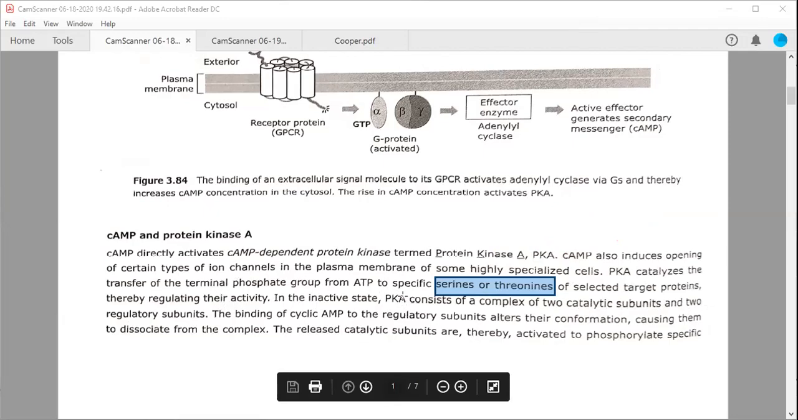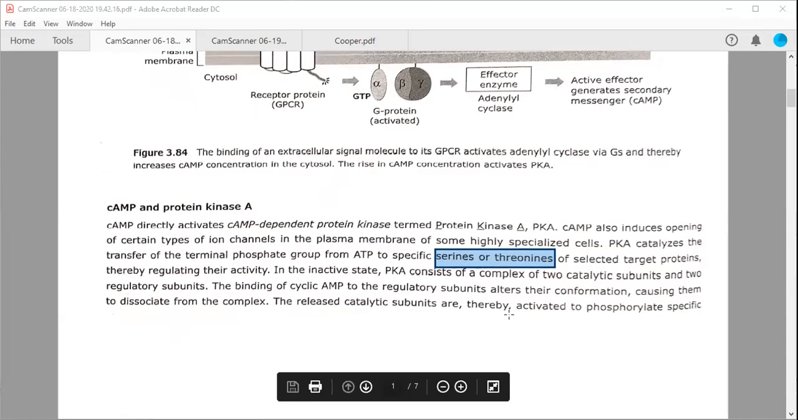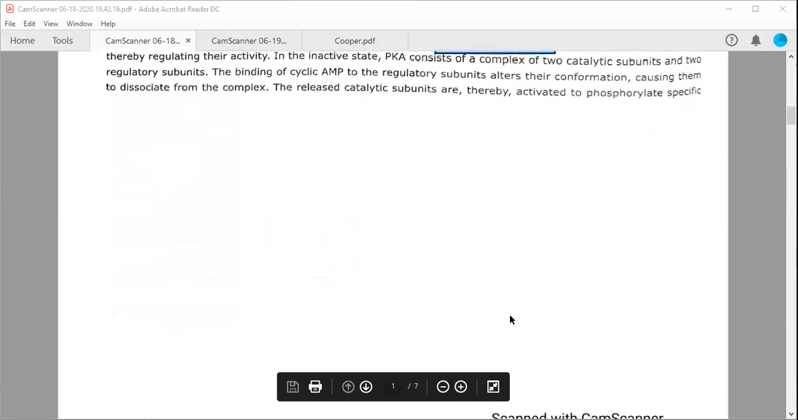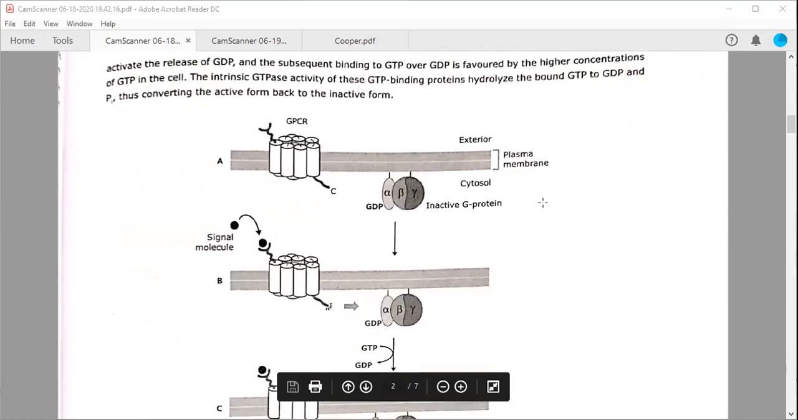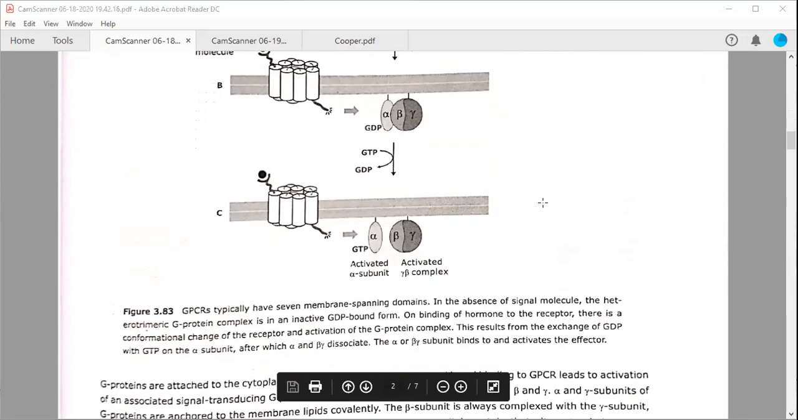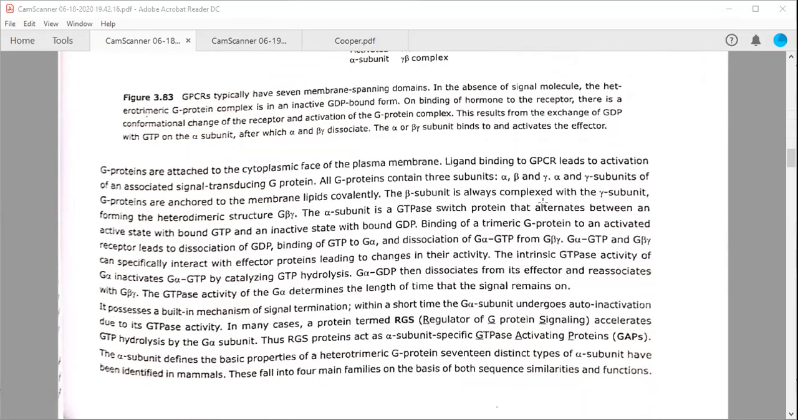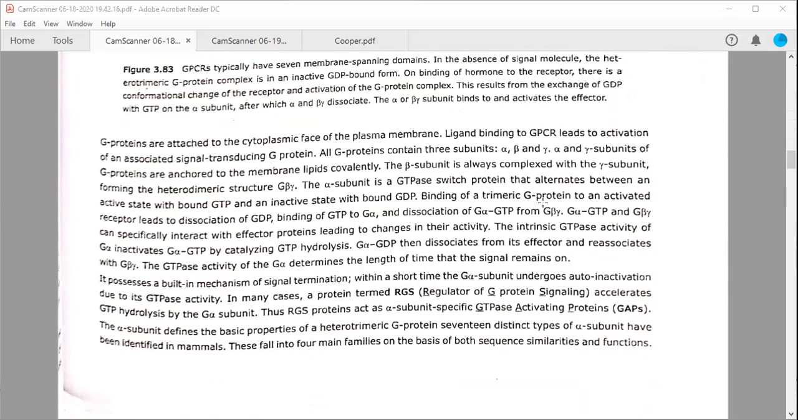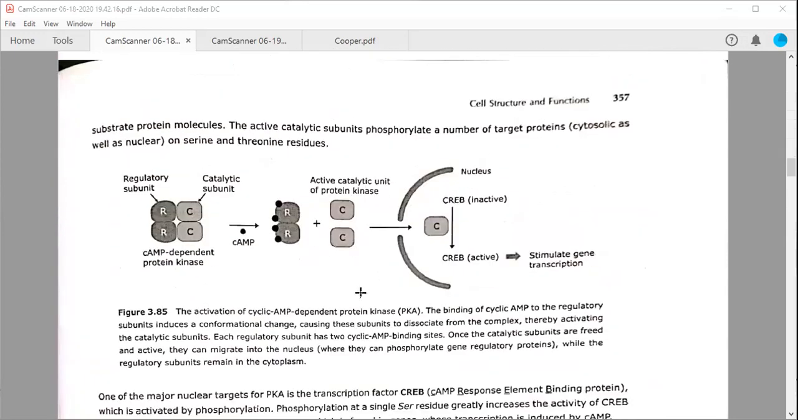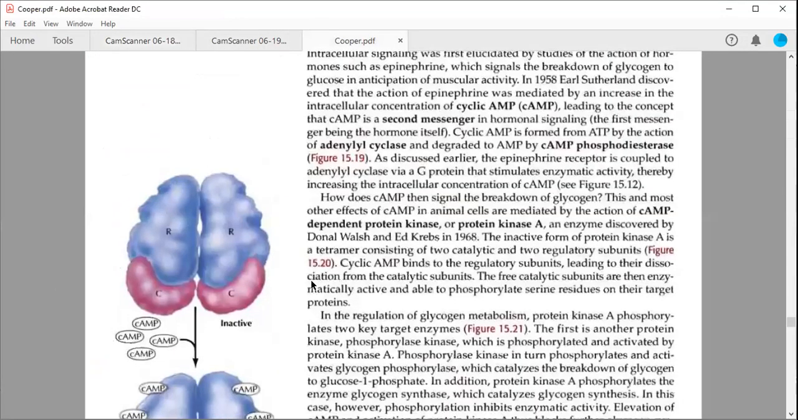this protein kinase A, which has some serine and threonine residues in its amino acid sequence, is made up of two catalytic subunits and two regulatory subunits. So it will be phosphorylated over serine or threonine residues, and once it is phosphorylated, it will be activated. Now I will tell you how it is going to be activated. It is actually given in both the books. In your Pathfinder also, it is very clear, and in your Cooper also it is very clearly given.